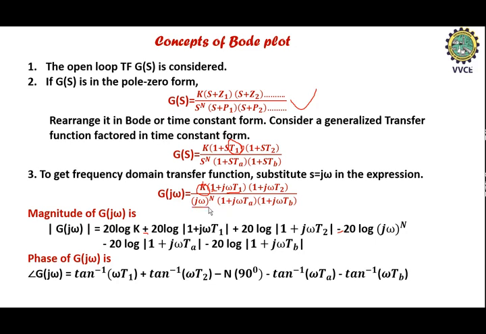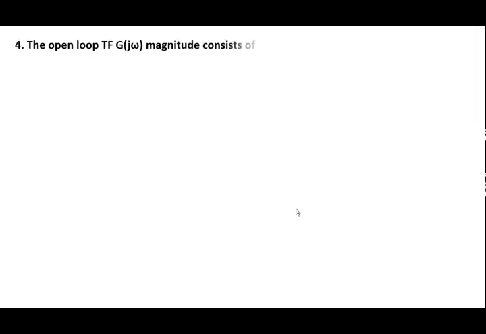Here in this term, the real part is absent, only the imaginary part is present. So we can write it as n times tan inverse of the imaginary part, omega, divided by 0. The real part is absent, so we write 0. Anything divided by 0 gives infinity. Tan inverse of infinity gives 90 degrees. So here it is 90 degrees minus tan inverse of omega Ta minus tan inverse of omega Tb. Like this we can find the phase of G of j omega.